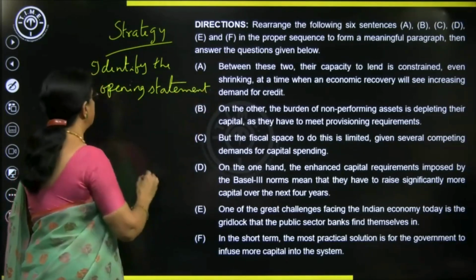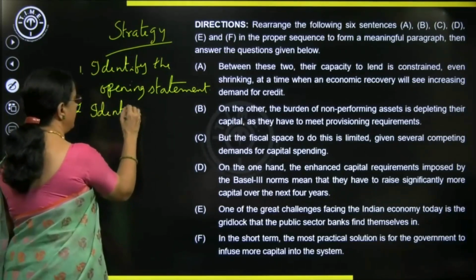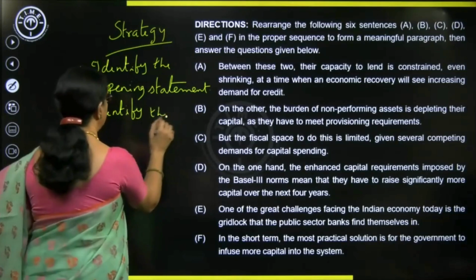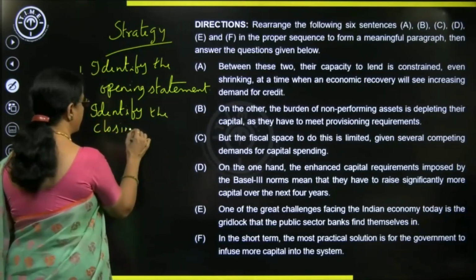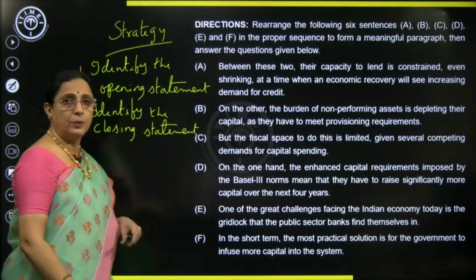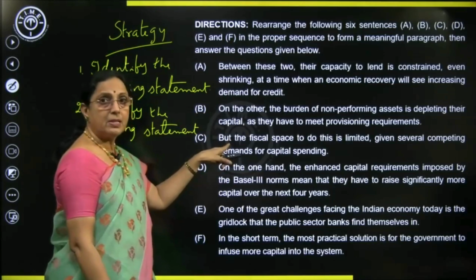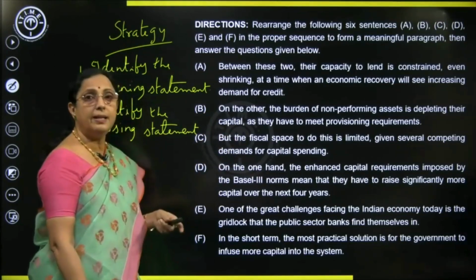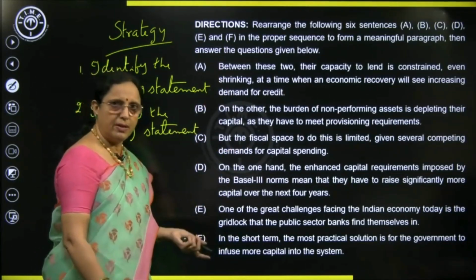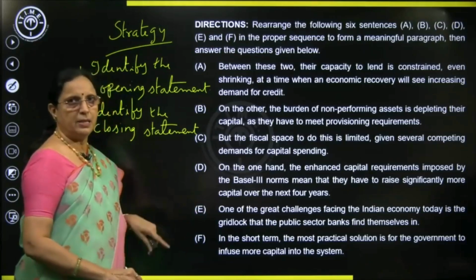First step. Second, identify the closing statement. Among the given statements, which is the first one, which is the last one. And do remember, we are not writing an ideal paragraph. So, you may have the opening statement starting with but also. That may not be an ideal opening statement. Keep that in mind. Our job is to rearrange the given statements in an order. That's all. We need not look at the perfect paragraph. Keep that in mind.